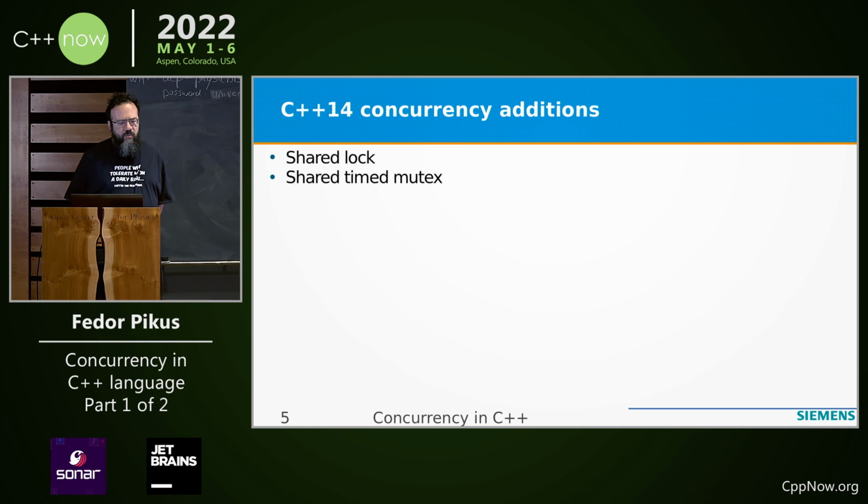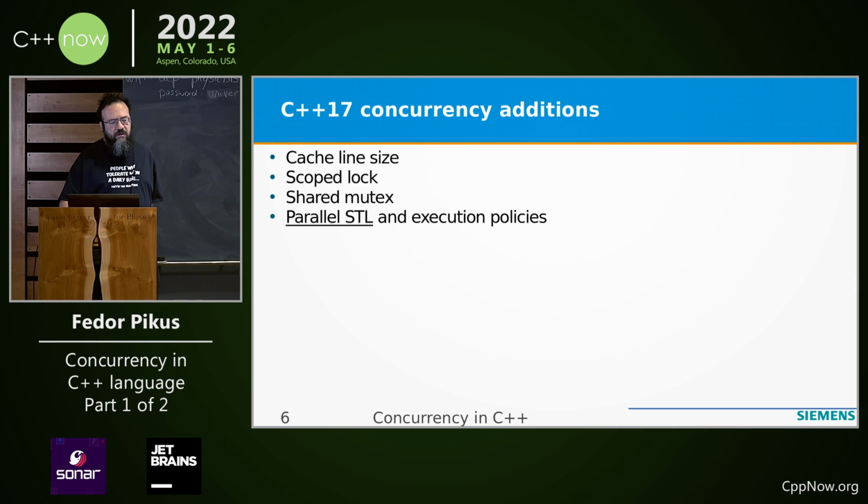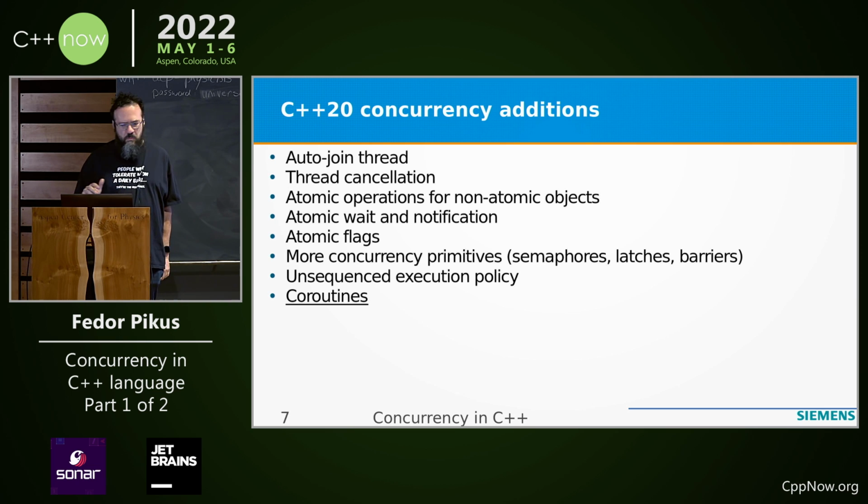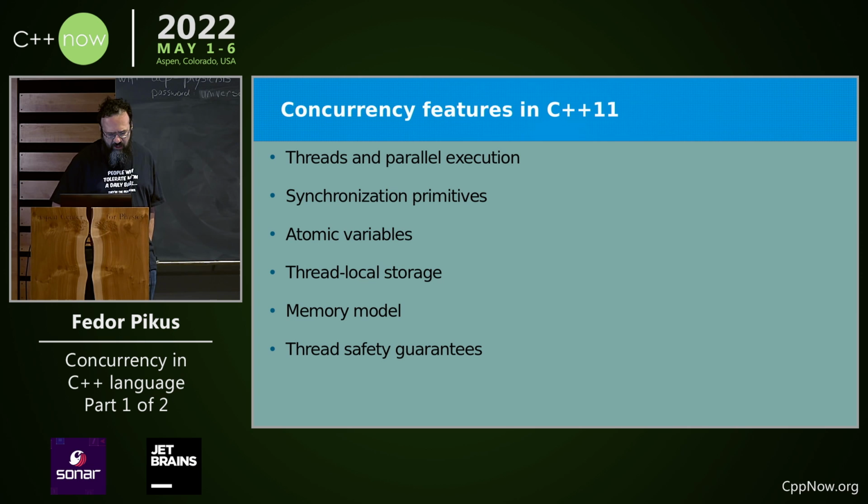C++14 added a couple of synchronization primitives to the standard. C++17 added a few more, and the big thing was the parallel STL. We will cover that in the second half. C++20 added a few enhancements here and there to existing classes, and the big one was coroutines. I'm talking specifically about concurrency additions, of course. There were concepts and other things, but those are orthogonal to concurrency, so I'm only focusing on the concurrency-related additions. Okay, let's start with C++11, and go ahead and ask questions.